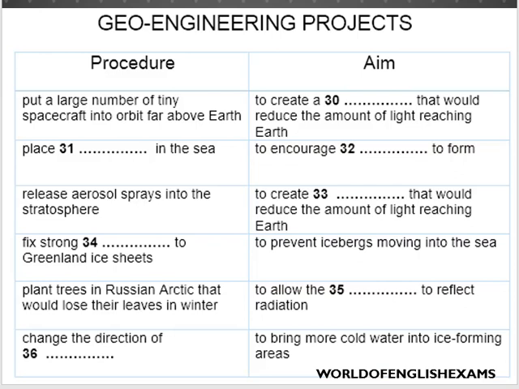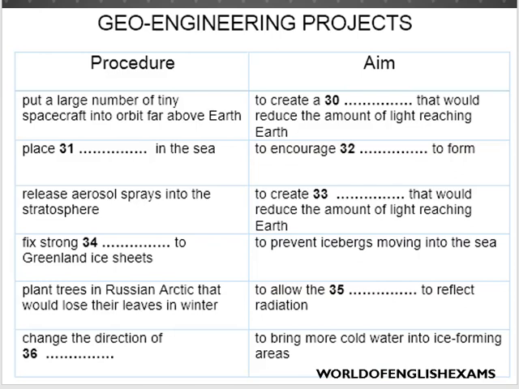Then next one is fix strong dash. Here, what is the part of speech for strong? Yes, it is showing the nature of a noun. So it is an adjective. After an adjective, if there is a blank, again the answer is a noun. Guys, you need to be knowing all these tips and tricks, because the more accurately you predict the answer, the easier it gets to search for it. So here, when we are sure that the answer is going to be a noun, we are going to search nouns very easily and we are going to get the accurate answers. Okay, and the aim of that is to prevent icebergs moving into the sea.